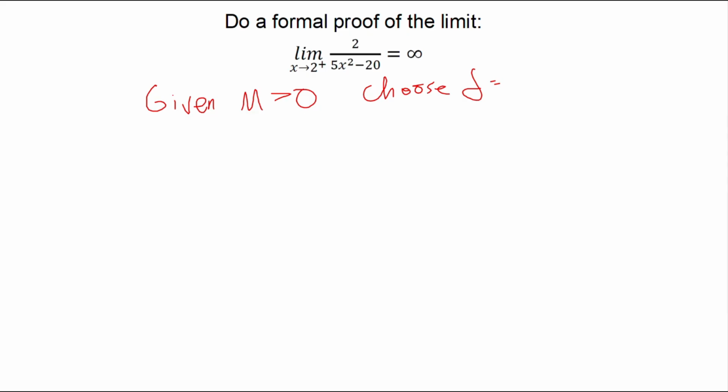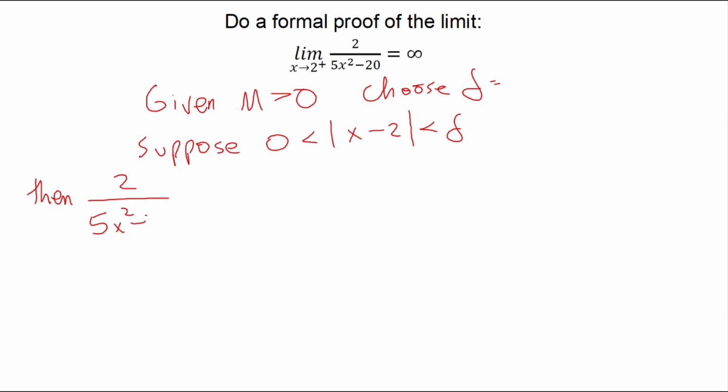and we will choose delta equal to something, which we'll figure out in a little bit. Our supposed statement is going to be our regular delta tolerance statement: 0 is less than the absolute value of x minus a, which is 2 in this case, is less than delta. And then our function, 2 over 5x squared minus 20, we need to eventually show that that's greater than M, right? Because we want to show that this is going towards infinity.